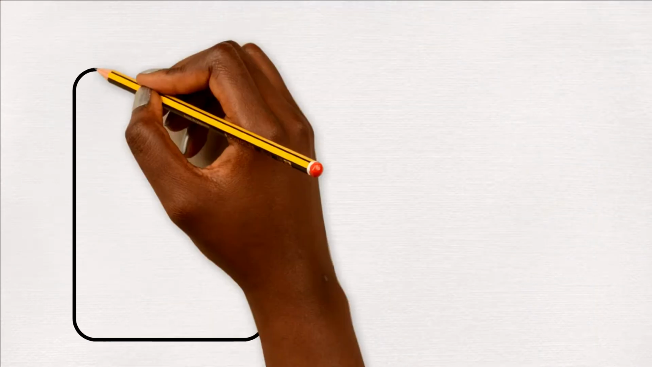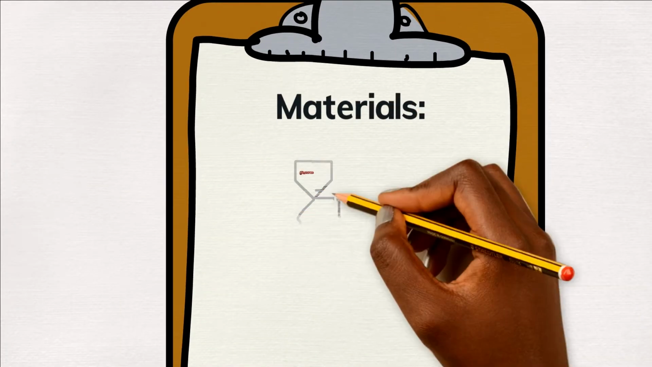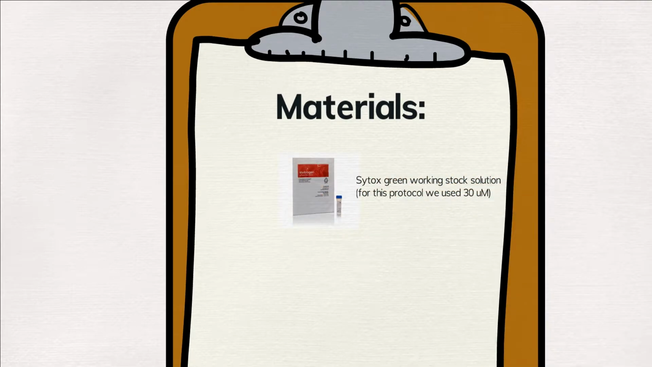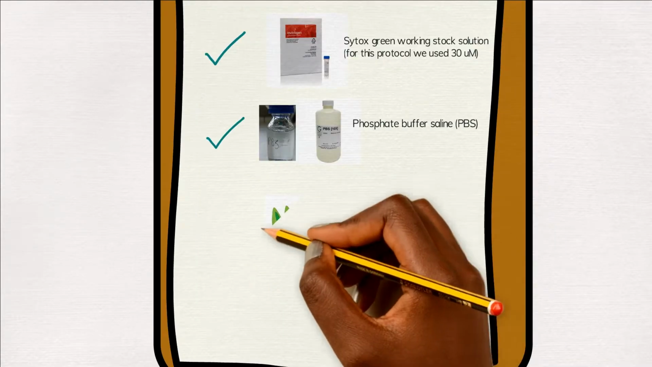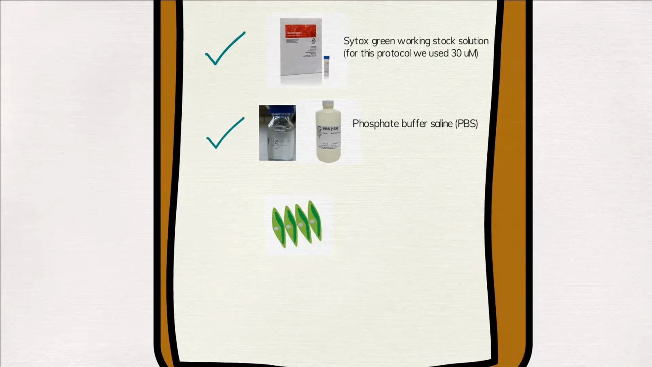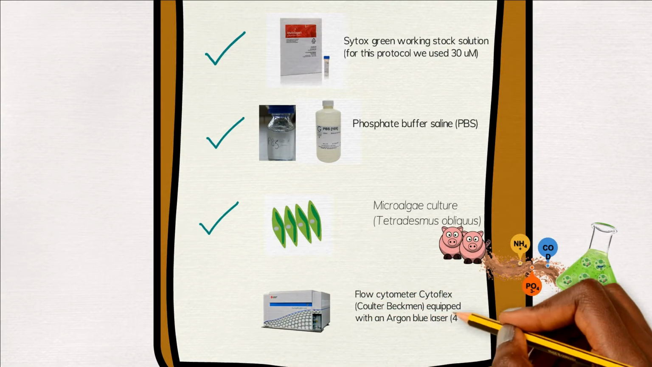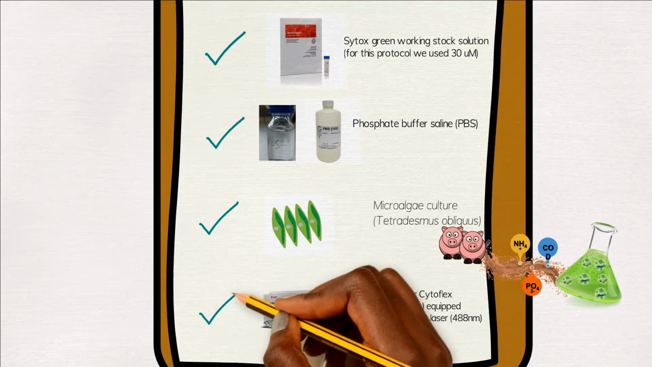So let's start! For this method we will need the dye Sytox green, which is impermeant to live cells and therefore used to assess membrane integrity, the phosphate buffer saline, abbreviated as PBS, and the microalgae culture. In this method we used Tetradesmus obliquus grown in piggery wastewater, and of course the flow cytometer. We used the CytoFLEX from Beckman Coulter, equipped with an argon blue laser and 5 detectors.